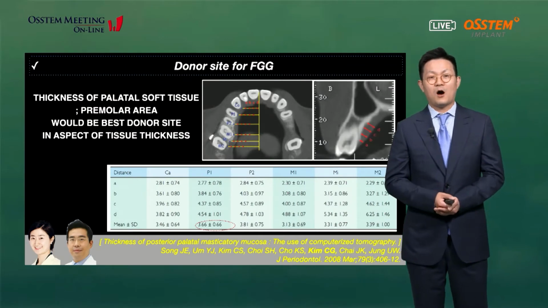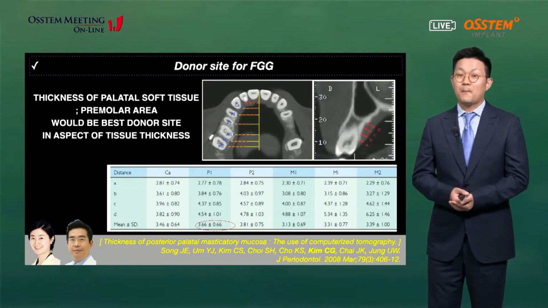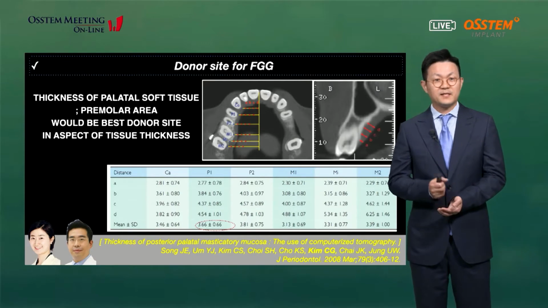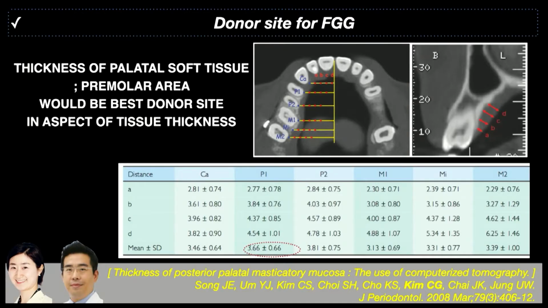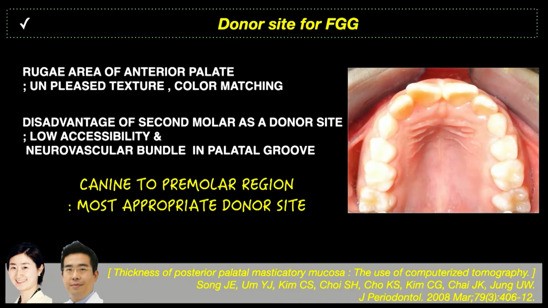In this article, the authors investigated the palatal soft tissue thickness with CT scan to evaluate the best donor site for free gingival graft. In terms of thickness, access and underlying tissue, they concluded that the canine to premolar region is the most appropriate donor site.